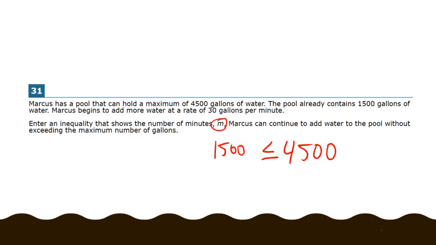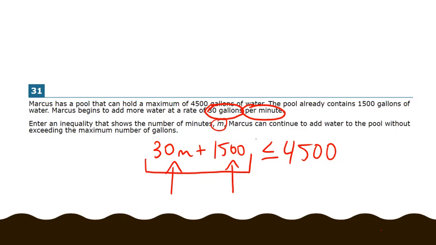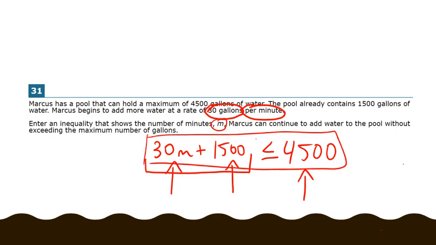Now if the pool already contains 1,500 gallons, I know that's an initial value that is already in the pool. Now what we are adding to it is the gallons of water at a rate per minute here. So 30 gallons per minute is just 30m. So what I have here is my rate, in which I've got my initial value, the thing that I already started with, and the rate that I'm filling the pool. And what it tells me is that I cannot go over the amount the pool can hold. So this right here is my inequality that I can construct that represents this specific scenario.